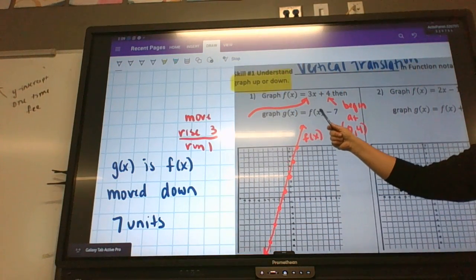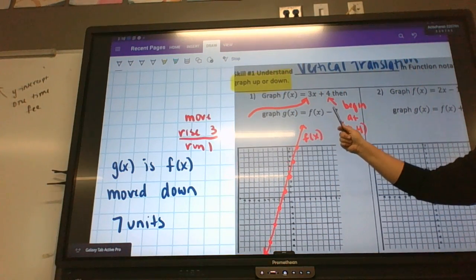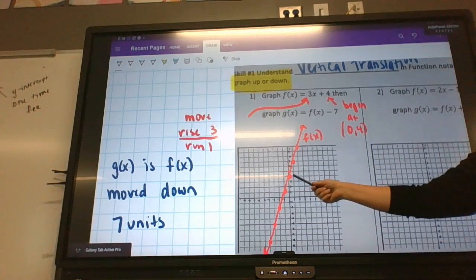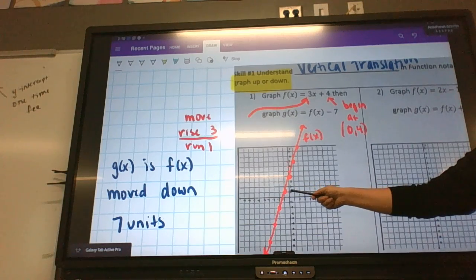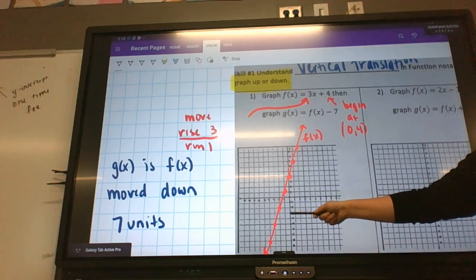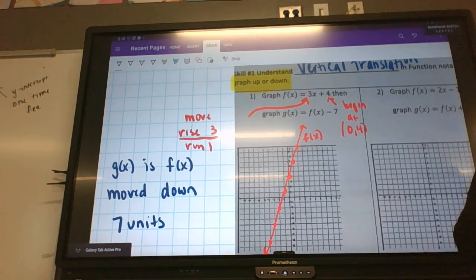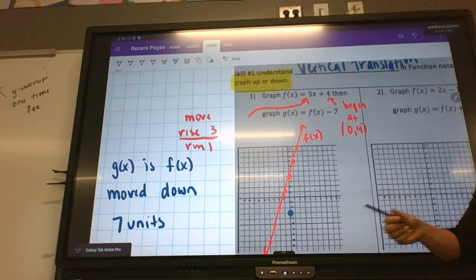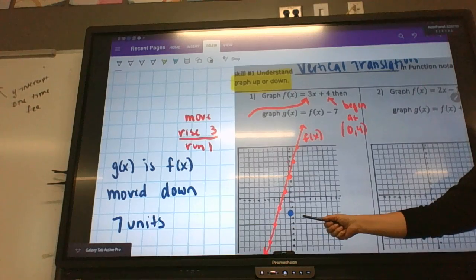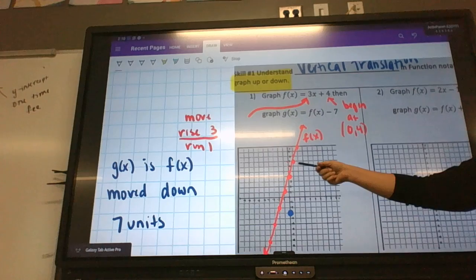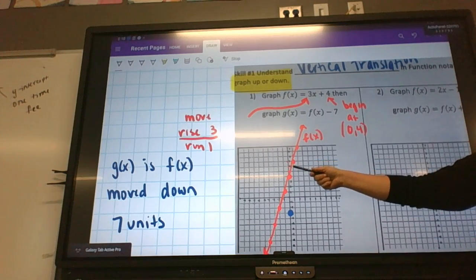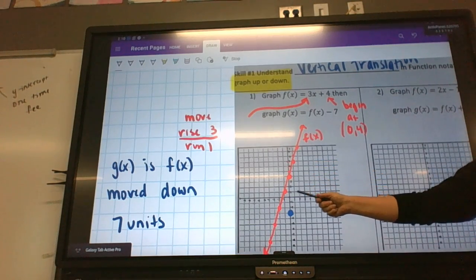So this means take your line and count every point down 7. So here, this one's at 4. From here, literally counting down 7 units. It's a vertical translation of -7. So I'm gonna go 1, 2, 3, 4, 5, 6, 7, and that's where I'm gonna put the dot. You count it down 7. It's a vertical translation down 7. And then I'm going to put this point, and I'm going to count that one down 7. 1, 2, 3, 4, 5, 6, 7, and put a dot there.